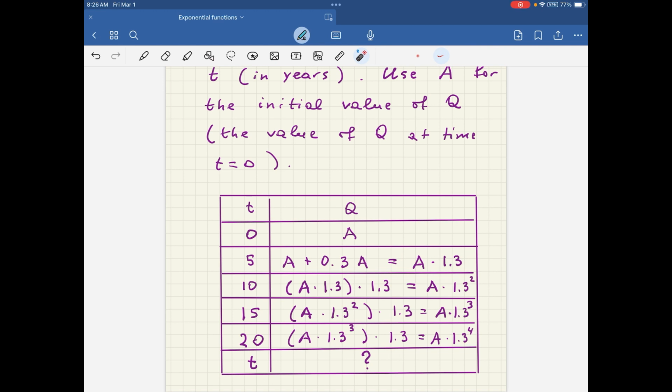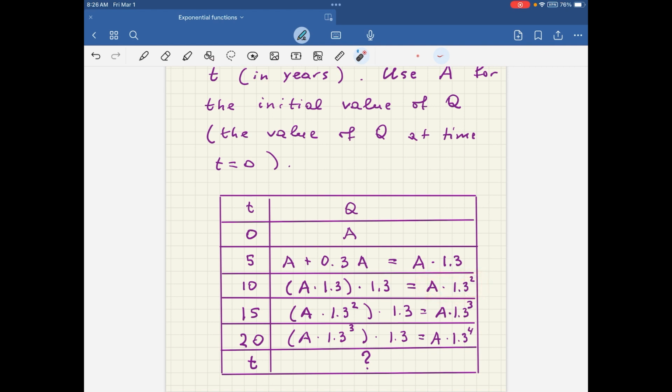After another 5 years, when t equals 10, the value of Q is going to increase again by 30%. Relative to what? Well, relative to the start of that second 5-year period, which is t equals 5, when the Q value is equal to A times 1.3. So at t equals 10, after 10 years, the value of Q will be A times 1.3 multiplied by another factor of 1.3, which of course gives us A times 1.3 squared.